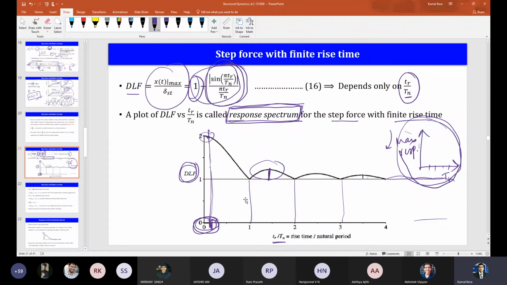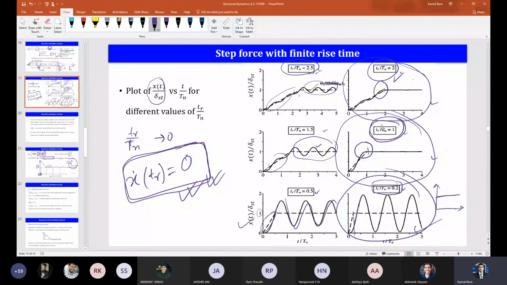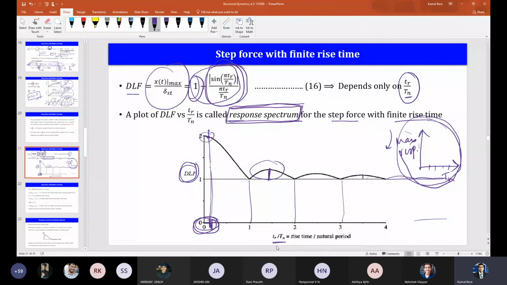So through this response spectrum, you can explain everything. All the plots and calculations that you have seen are represented here. Again I am repeating, when tr by tn equals 1, 2, or 3, it is the static solution and the system doesn't oscillate.